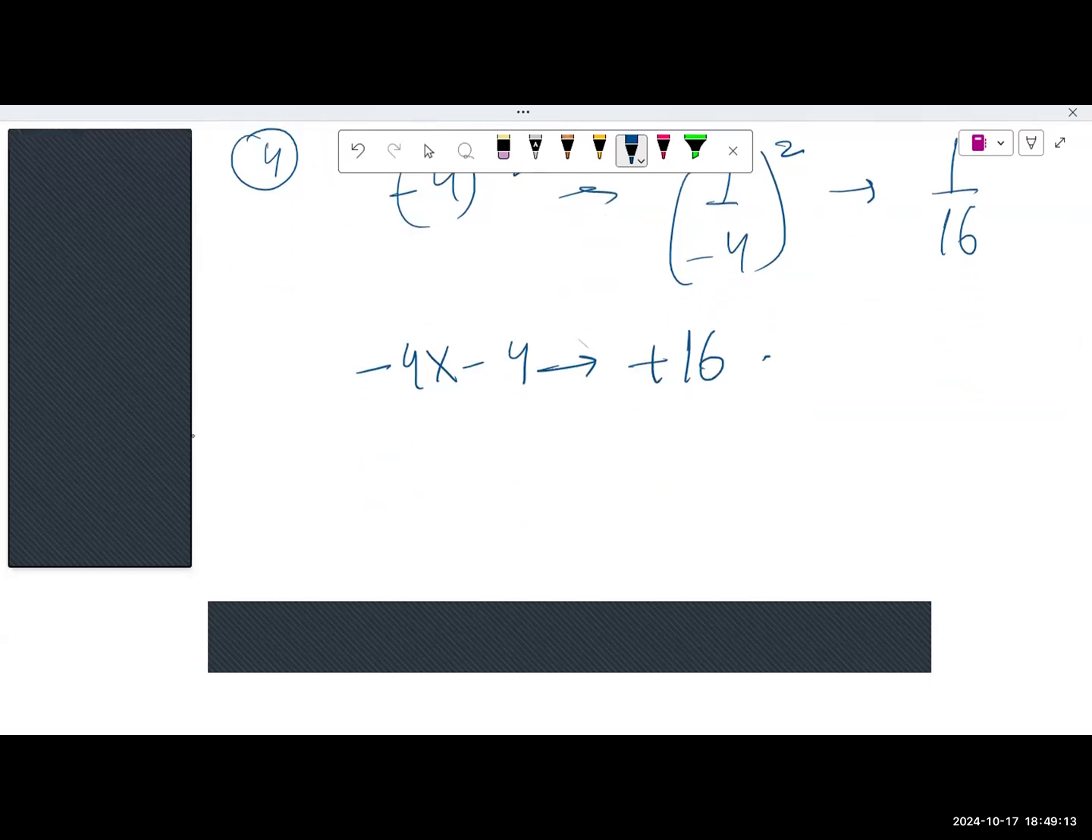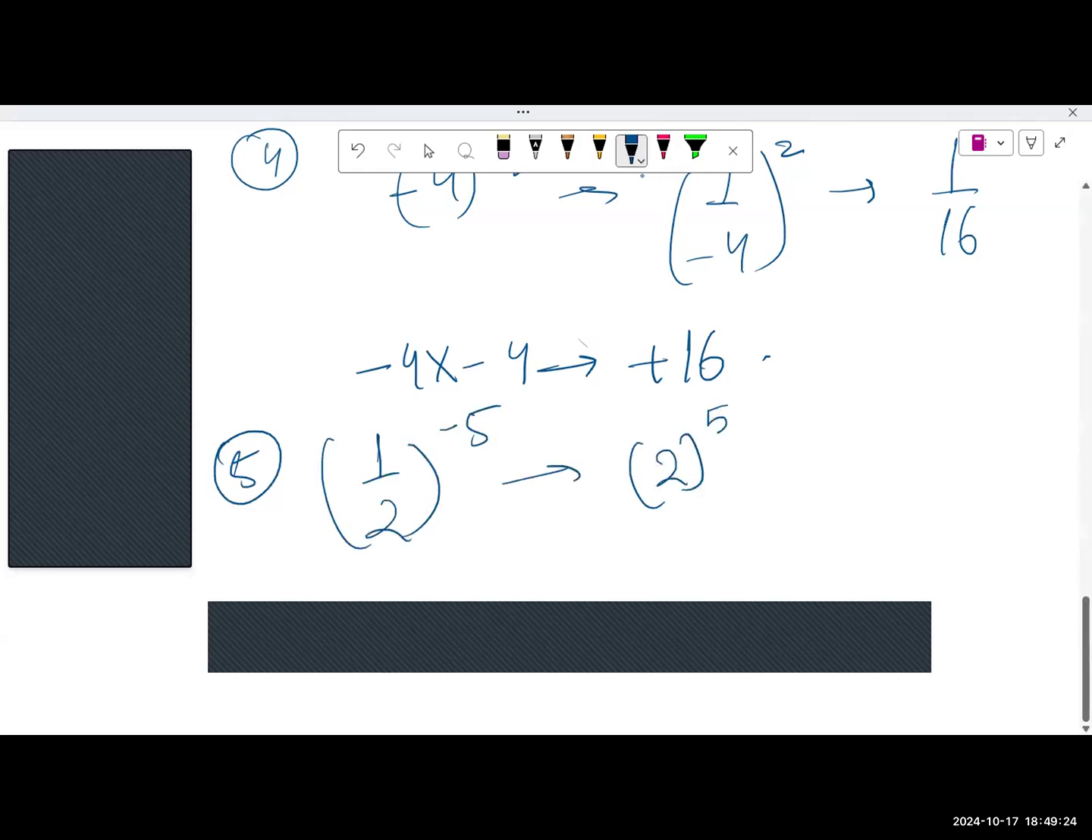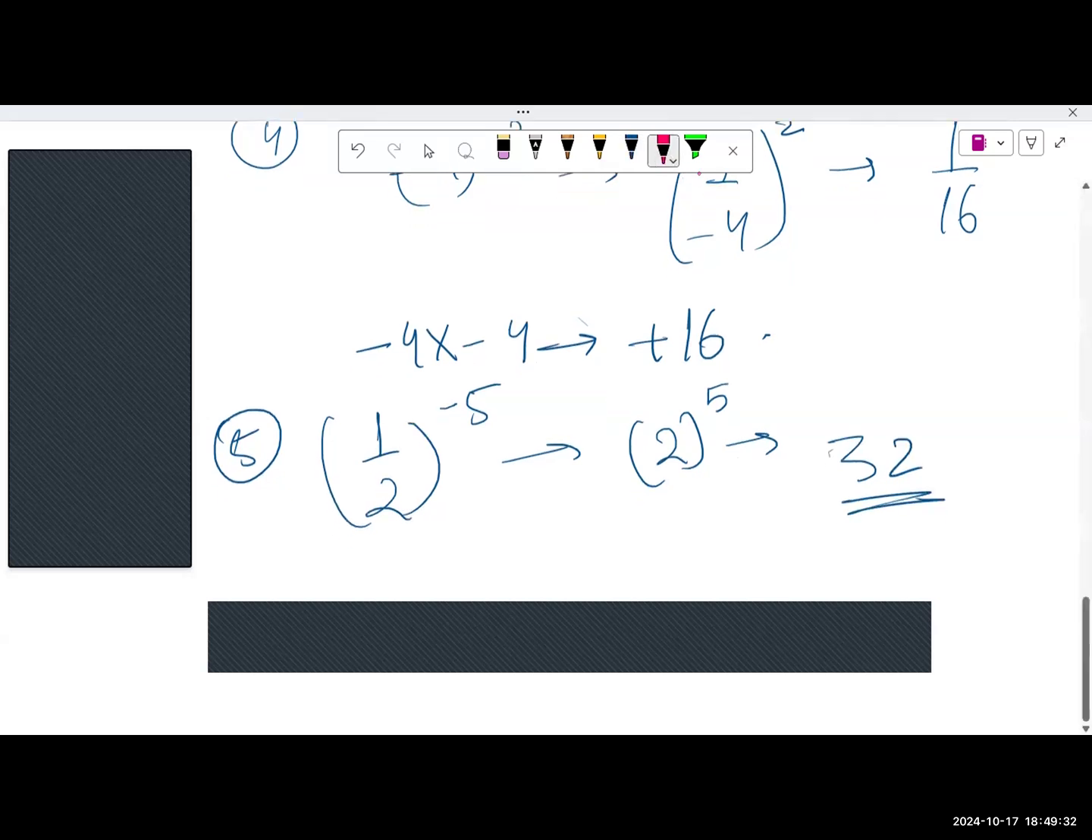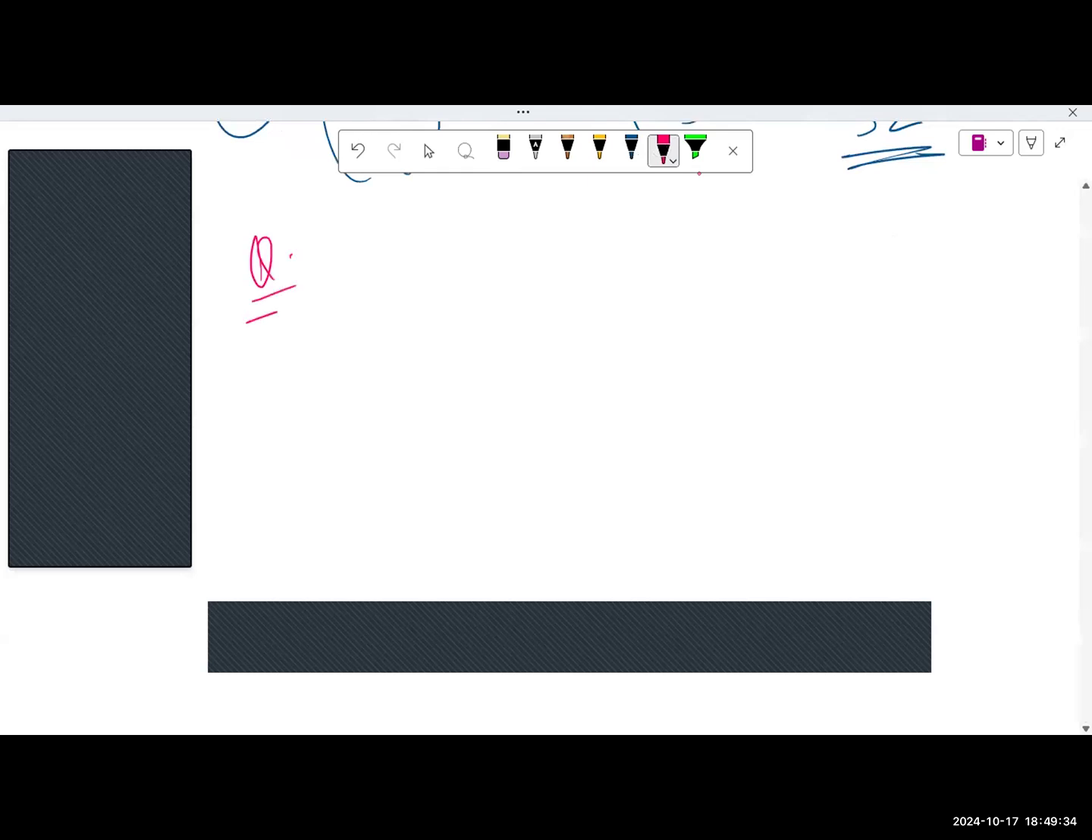Okay. Now I'll give you the next set of questions. There was one more, the fifth one, which is 1 by 2 to the power minus 5. So it is 2 to the power 5. What is 2 to the power 5? Ma'am, 32. Fine.